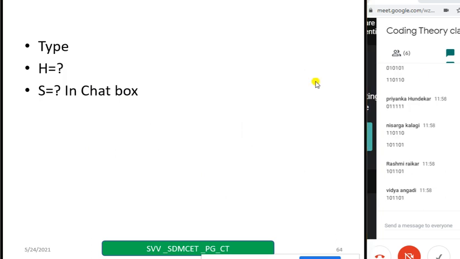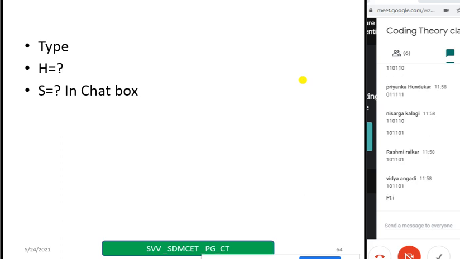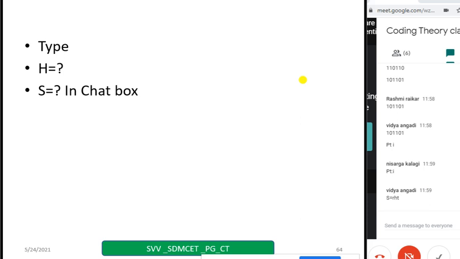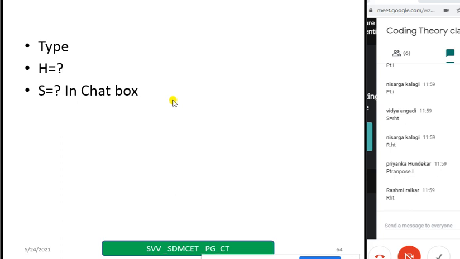H equal to what? S equal to what? Type the equation. H equal to P transpose I. Vidya is typing, very good. S equal to R into H transpose, Nisarga has typed. Very good. So if you know these, now you have to do that.